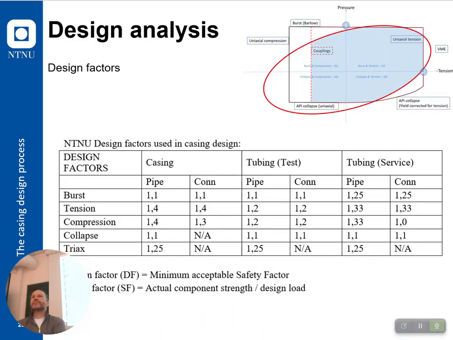Design factors. You guys have been talking about design factors before in your classes, so I'm just going to show them to you, not say what they are. We typically have different design factors for casing, tubing, and tubing in service, and tubing while testing it, pressure testing, for example. So different design factors for different stresses: burst, pure tension, compression, collapse, and triaxial.